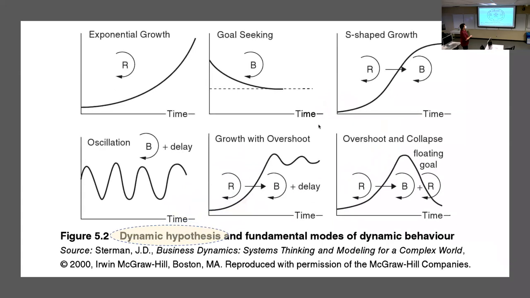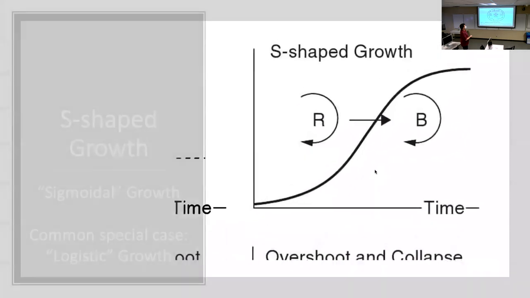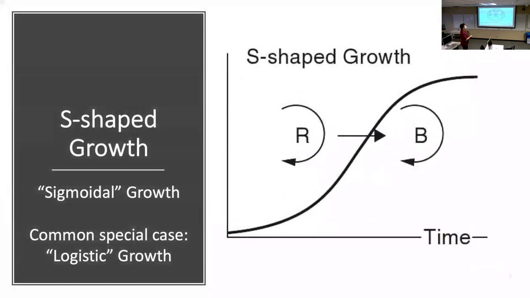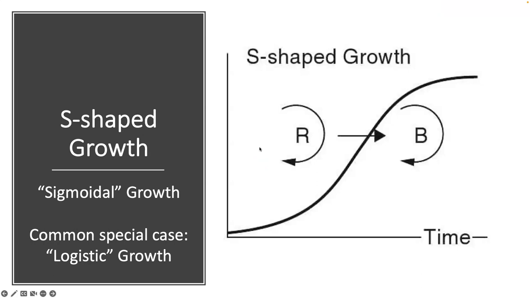And so in chapter five, they talk about some key dynamic hypotheses, which we can relate to those archetypes that we talked about before the midterm. And so this is sort of a simple subset of systems archetypes. And one in particular that they focus on in this chapter is S-shaped growth, which we've all learned now is a reinforcing loop at kind of early stages in a system, followed by a balancing loop.